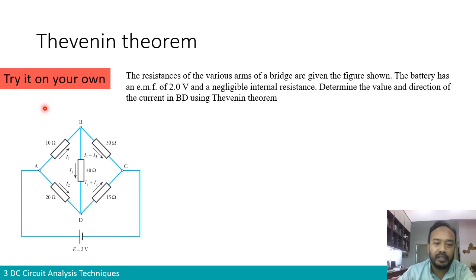Here there is an exercise that I would like for you to try also. So here is a more complex circuit like the Wheatstone network that we have done previously in equivalent resistor calculation. Here it asks us to find the value and the direction of current across the terminal BD, or across the resistor of 40 ohm. So using Thevenin theorem, please try to do this as well. The answer is in the reference book. You may refer to the reference book to find the answer.